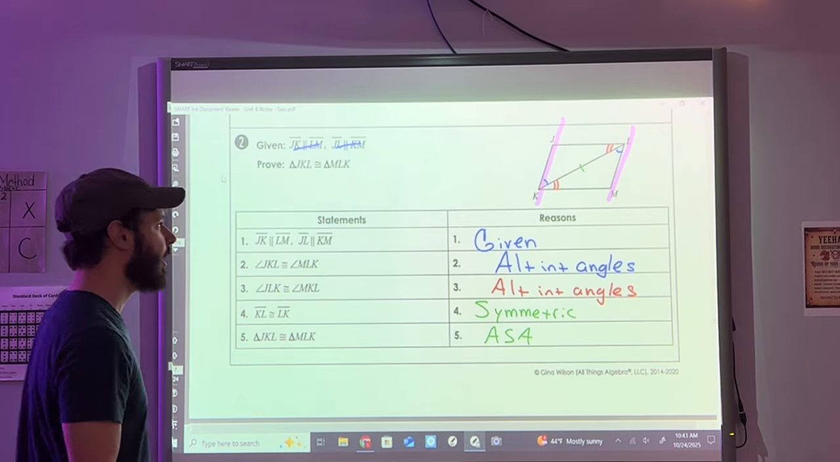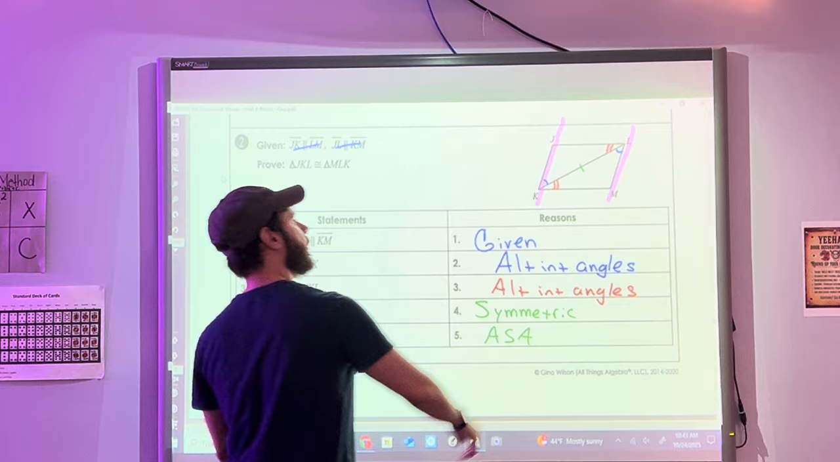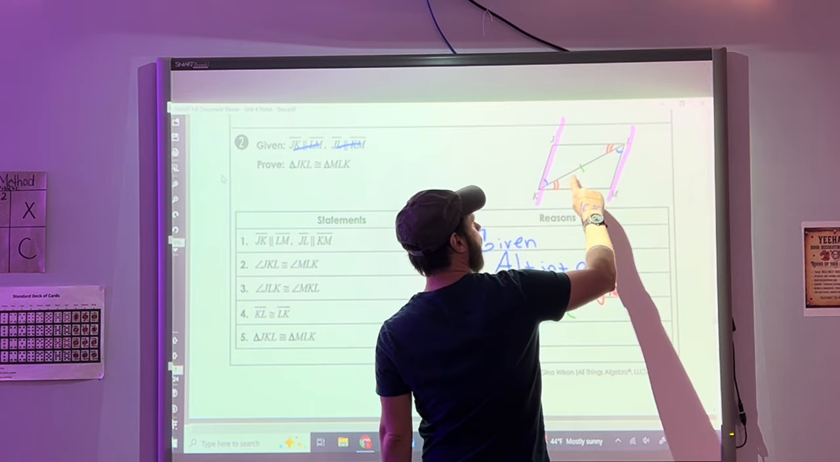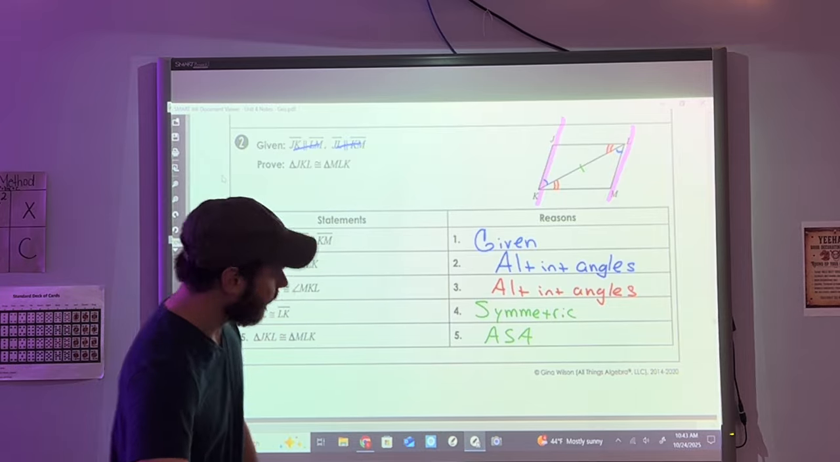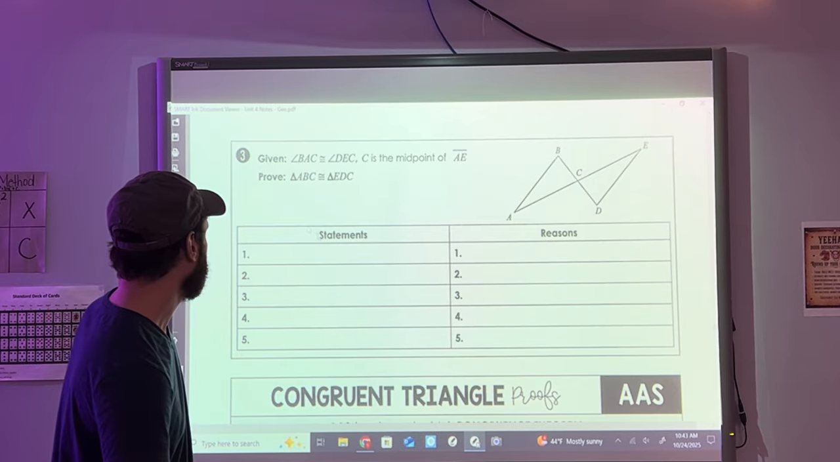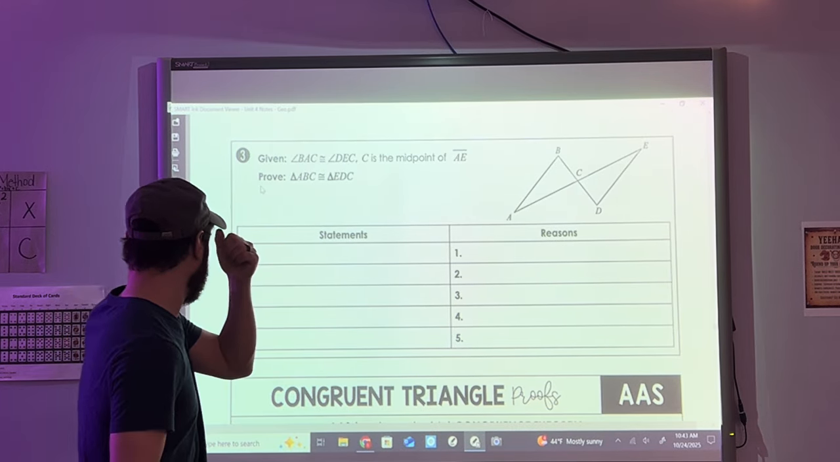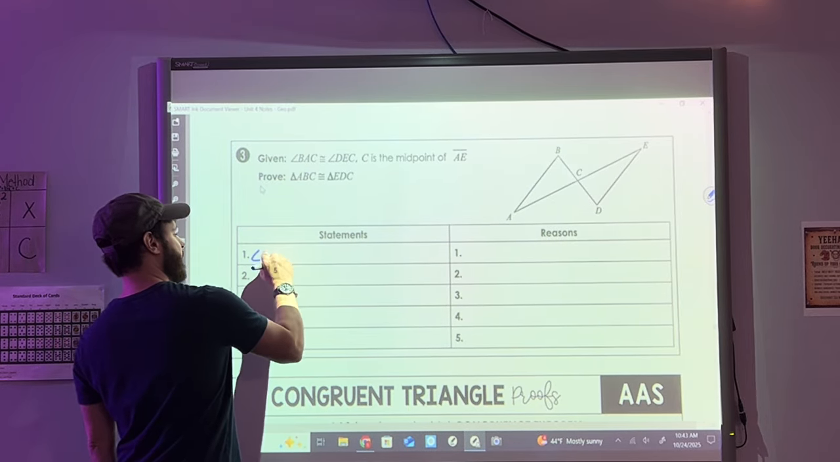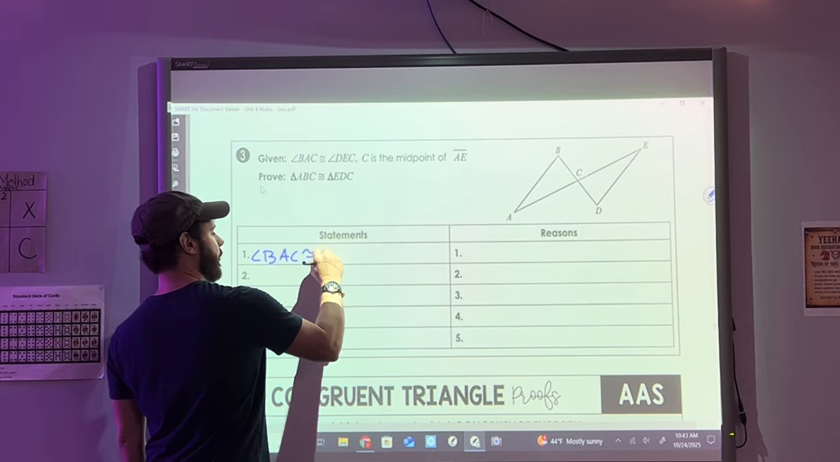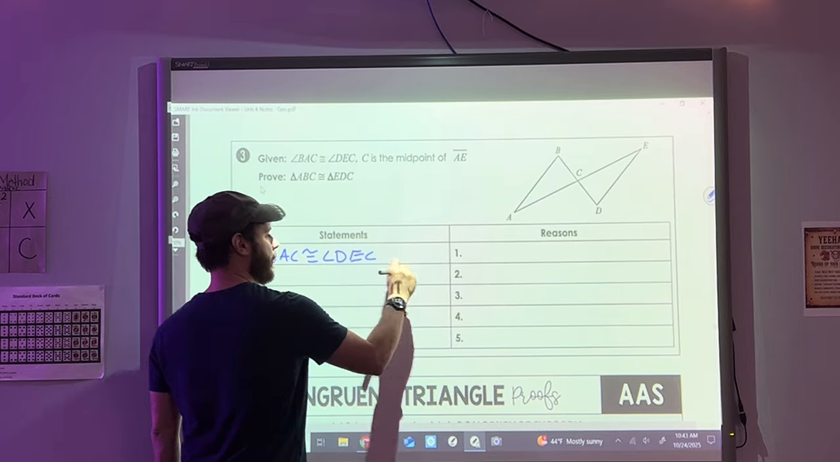And then we already had that dumbbell, where I had the bar in the middle, and then it's a red bar, blue, red bar, blue. Last one here for this one. Fill in your own: angle BAC is congruent to angle DEC, reason given.